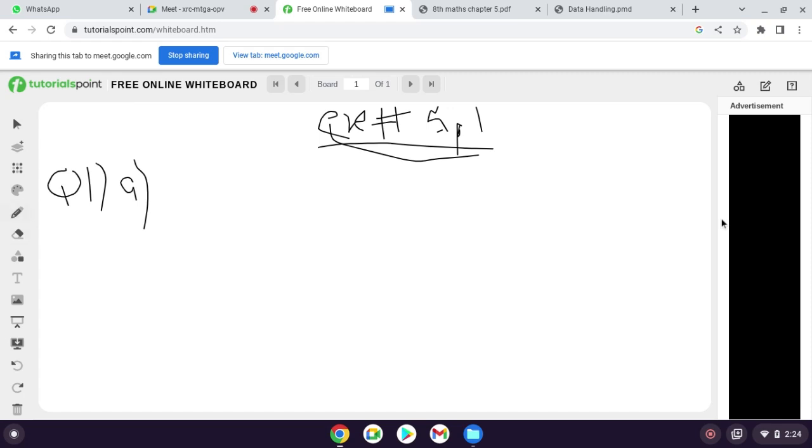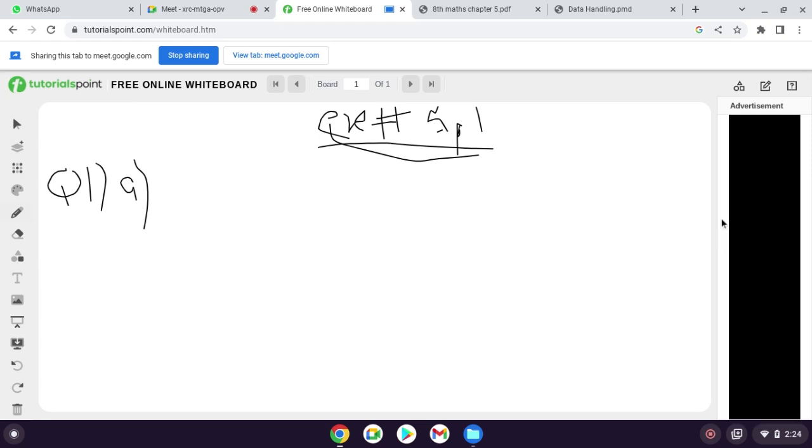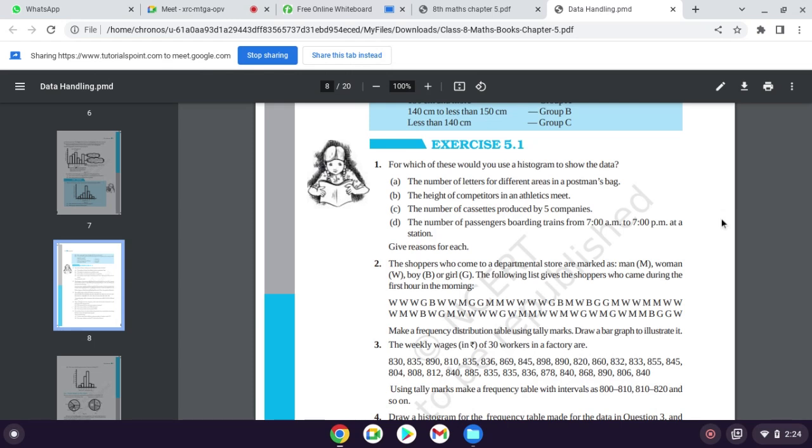Okay, ma'am. So for the A part, we do not know about the number of cassettes. You just have to give the reason. For the A part, we do not know about the numbers, so we cannot use histogram for this data. I'm gonna speak, you have to write. Okay. Yeah, ma'am.